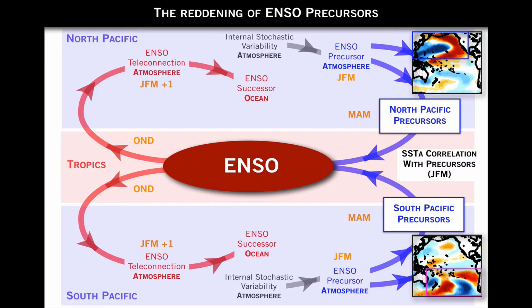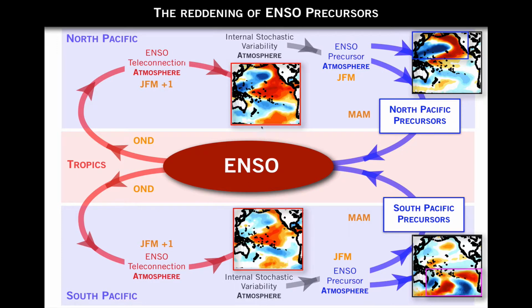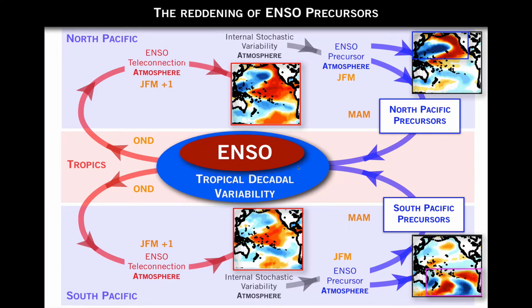If we now take the same precursor indices and correlate them with the temperature in the January, February, March that follows, we find that these two patterns now have a much higher degree of symmetry, and they look more like each other. So essentially what's going on is that you start with a precursor in one hemisphere, and then through the atmospheric teleconnection, that variance gets transferred into both hemispheres. And so the idea is that this type of dynamic is really responsible, or is at least an important contributor, of the tropical decadal variability.